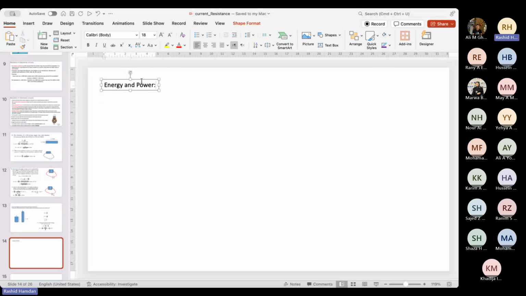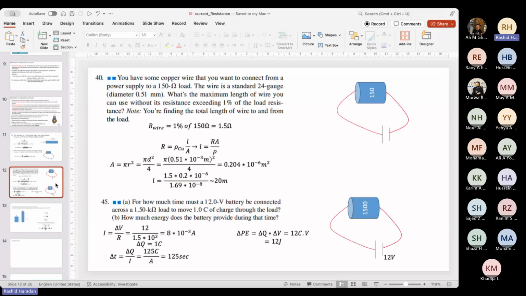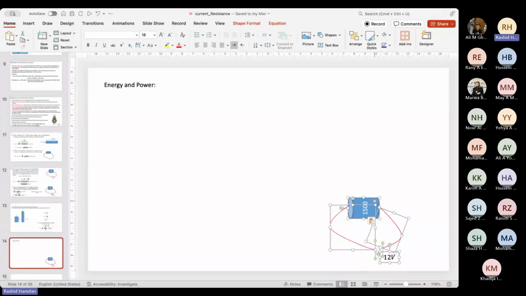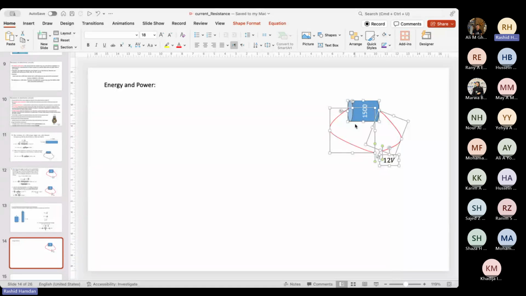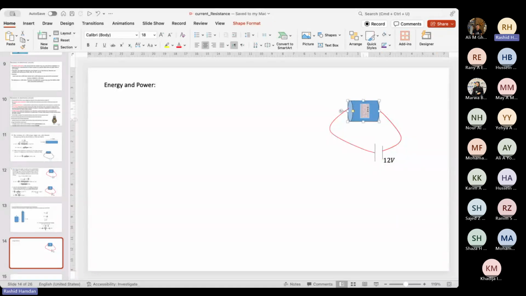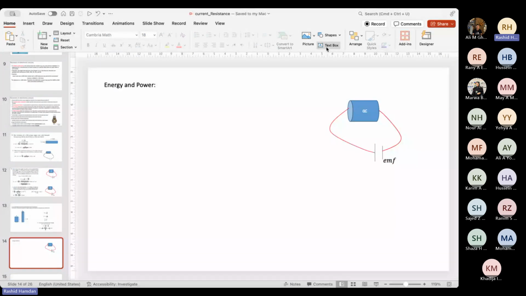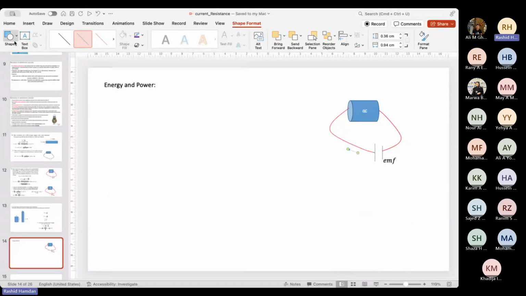If we take this circuit again, similar to this, we have a resistor R, and we connect it to a battery that has an EMF. Now, there would be a current going in the circuit. The current would come out from this direction and goes around.